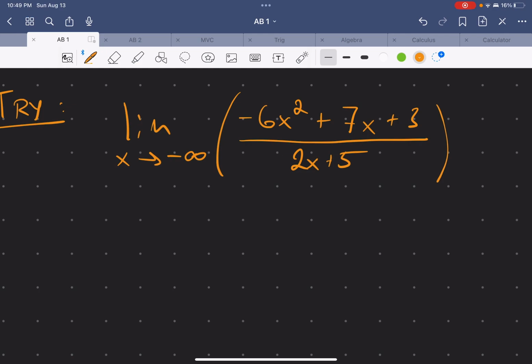All right, so I'm going to do the same thing I did in the last problem. I'm going to look for the highest exponent, and then I'm going to divide every single term by x raised to the highest exponent. So the highest exponent I see is a squared, the negative 6x squared. So I'm going to go through and divide everything by x squared.